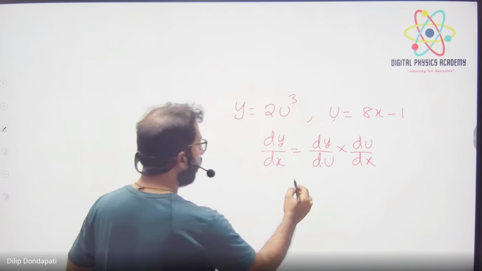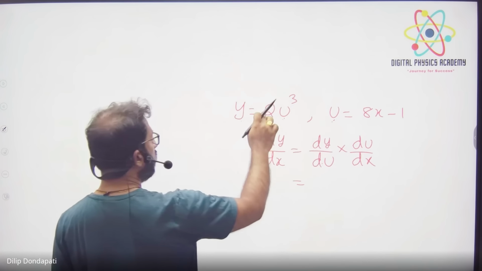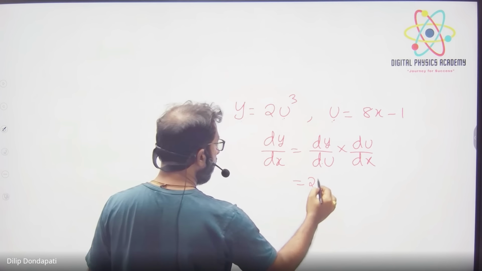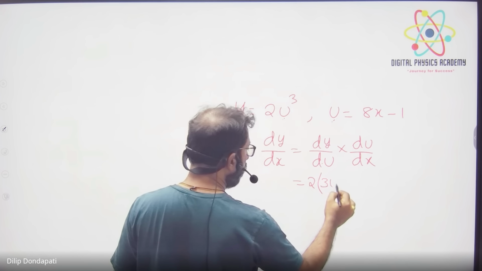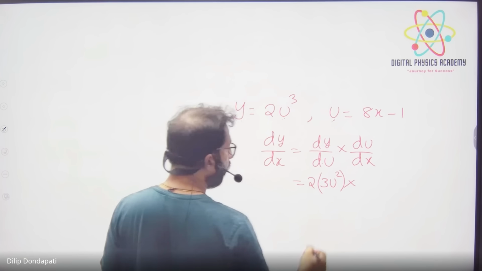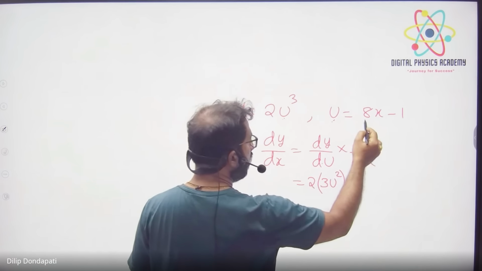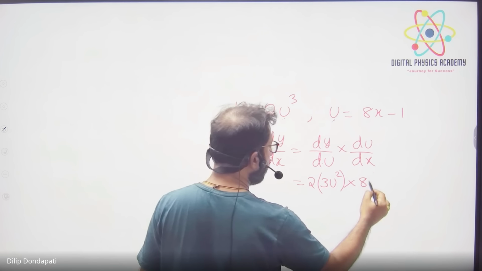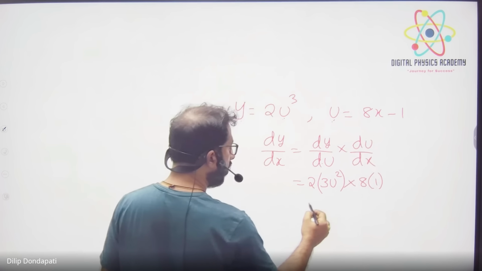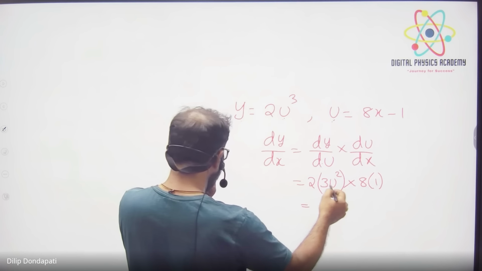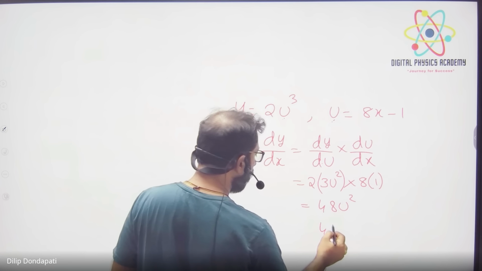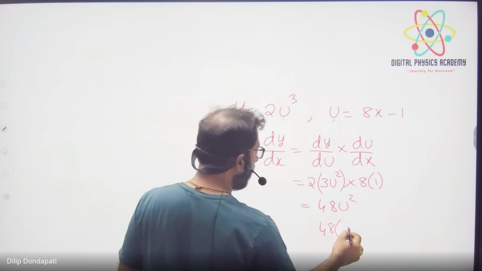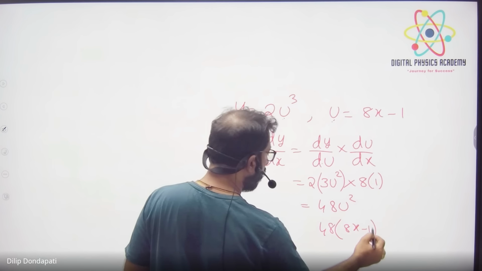Now it is easy. See, what is dy by du? 2 bar. Differentiation of u cube is 3u square. Done. Into du by dx, how much is it? 8 will be coming outside. Differentiation of x is 1 and of the constant is 0. So how much will it be? 8 times 3 is 24, 24 times 2 is 48 u square. And what is u? 48 into u, which is 8x minus 1 whole square. This is the answer.